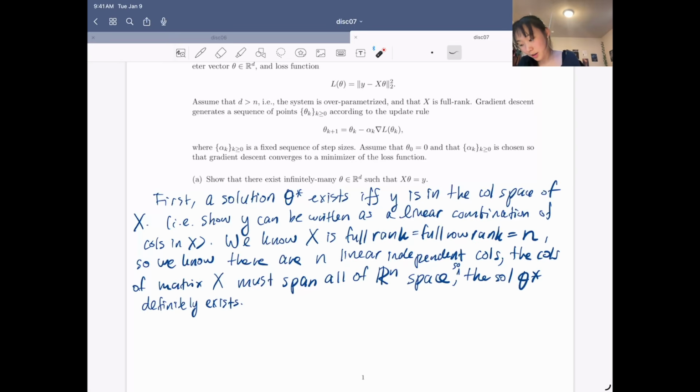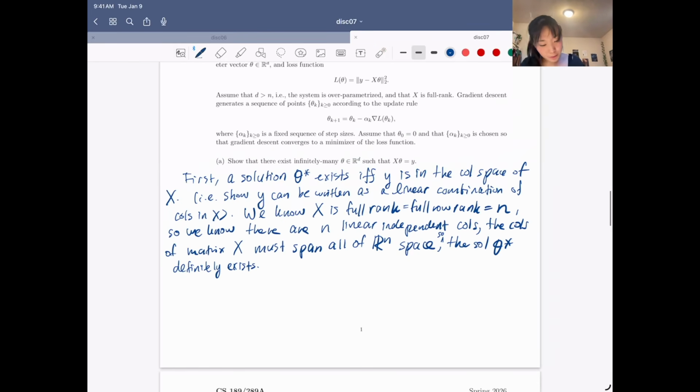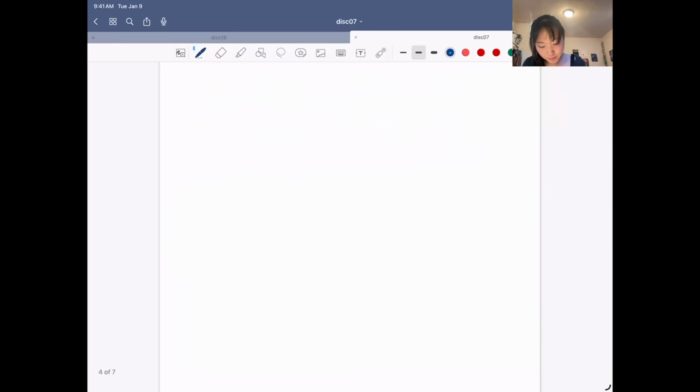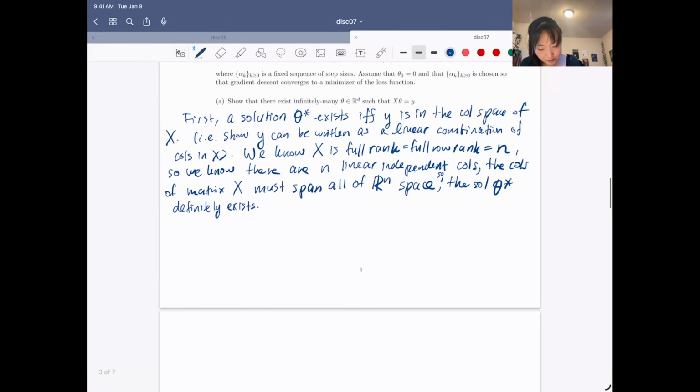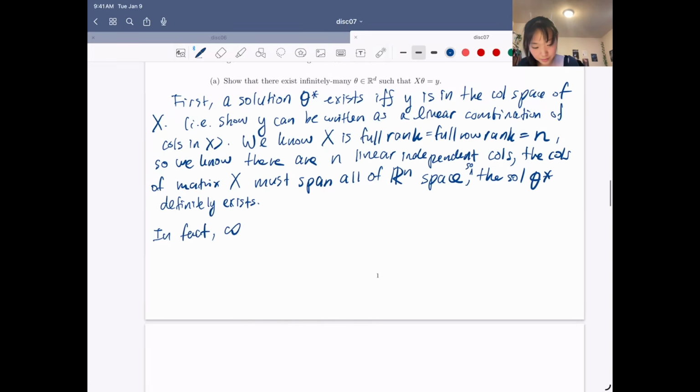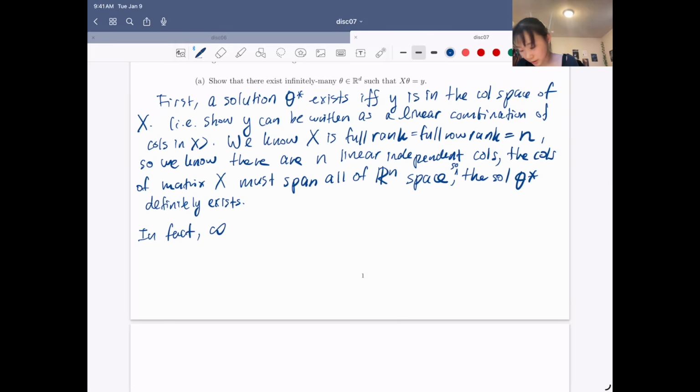Now, we want to say, okay, not only does a solution exist, but it's not just one solution, it's infinitely many solutions. So that's the second part we want to show. And we can say, in fact, infinitely many solutions exist.